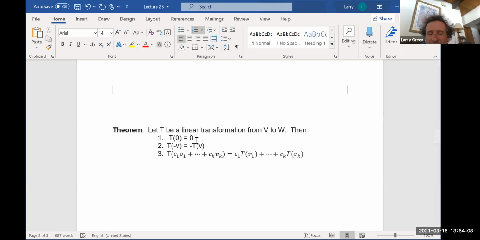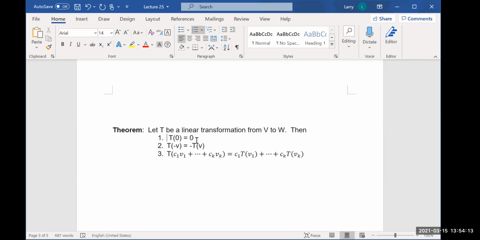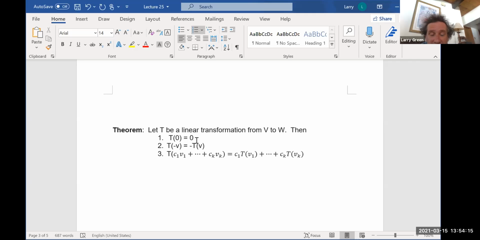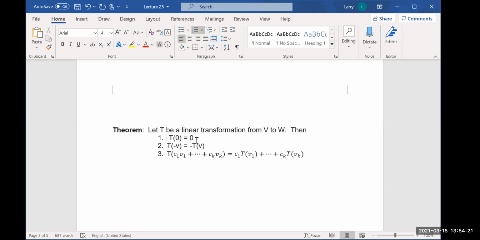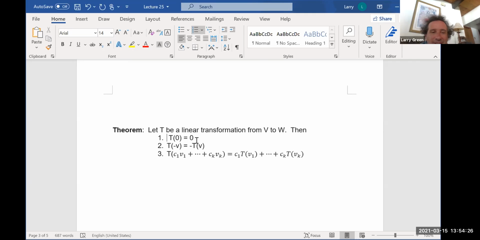Number 1 is T of 0 equals 0. Why is that true? Why must T of 0 be 0? It's a linear transformation on a vector space, but there's only two things you can use, right? The only two things you can use are T of u plus v equals T of u plus T of v, and T of kv equals kT of v. So which of those are you going to use?